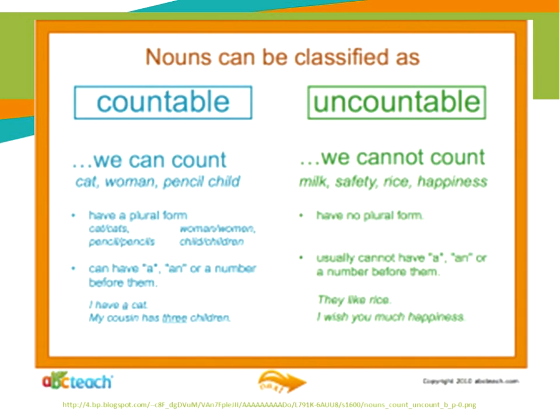What is an uncountable? We cannot count, like milk, safety, rights, happiness. They have no plural form. Usually they cannot have a or an or a number before them. For example, they like rice. I wish you much happiness. Yeah, that's the difference between countable and uncountable nouns.